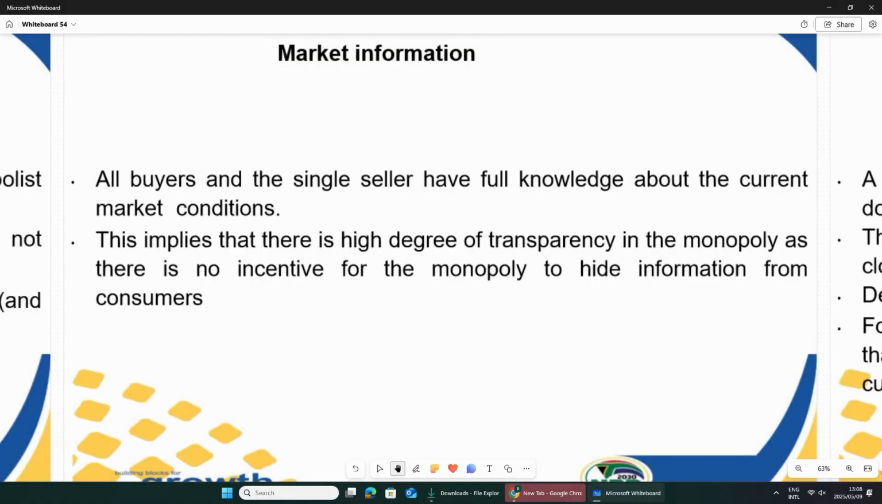Let's move on to market information. In monopoly, both buyers and the single seller have full information about the current market conditions. They know exactly what is happening in the market or in the industry. So it means that there is a high degree of transparency. Since monopoly is a single seller, there is no incentive for it to hide information from the consumers. So there is complete or full knowledge about the market conditions.